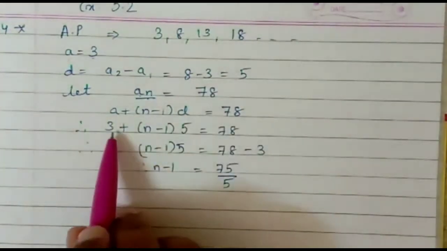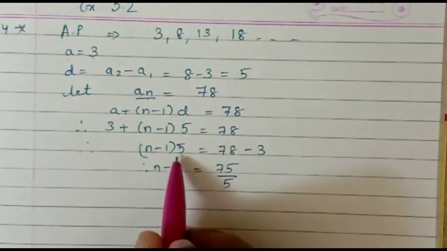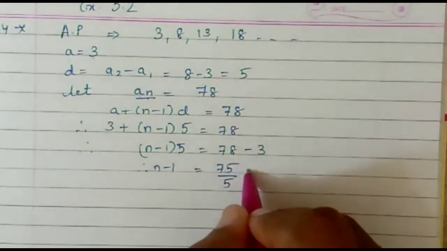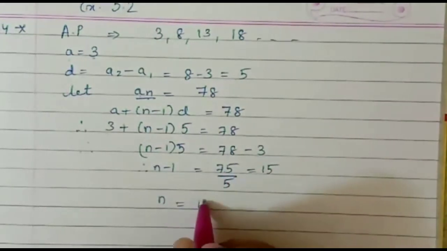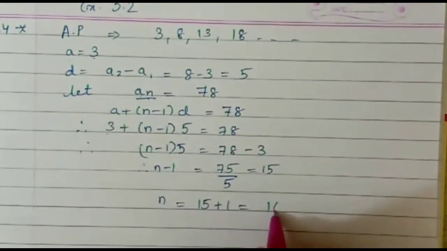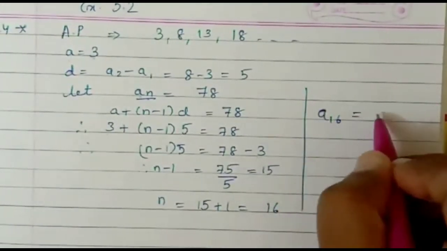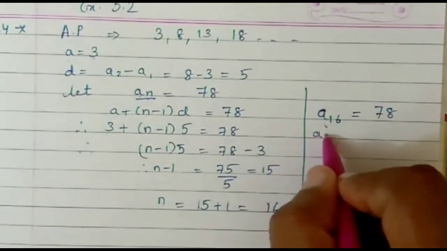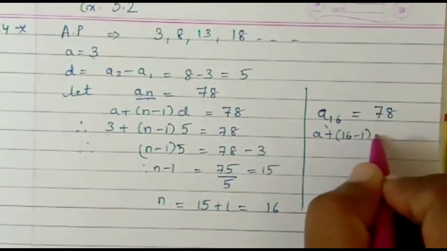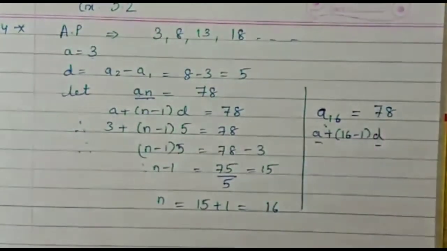So I have written, first I have taken plus 3. On the right hand side it will become minus 3. 78 minus 3 will become 75. This 5 will come into division. So 75 by 5 will be 15. And so we will be getting n minus 1 is 15. So n is equal to 15 plus 1, which is equal to 16. So we got the final answer, A16 is equal to 78. If you want to verify, you can find out what is a plus 16 minus 1 into d. Put the values of a and d. You will definitely get the value as 78.